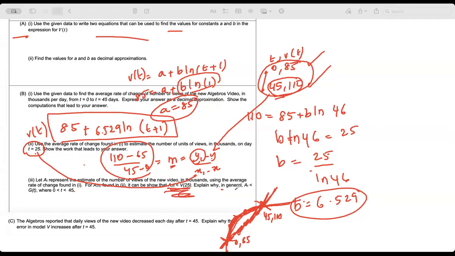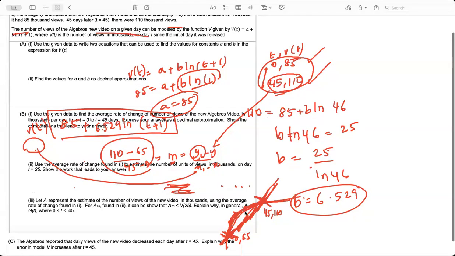Explain why in general A of t is less than V of t on 0 to 45. Since the secant line touches 2 points on the graph, and between those 2 points, the graph's actual y values are always greater than what is present in the secant line. This is true. Finally, they are asking, the reported daily views of the new video decreased. Yes, daily views of the new video decreased after t equal to 45.